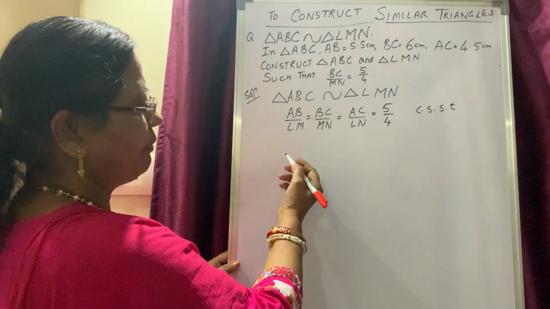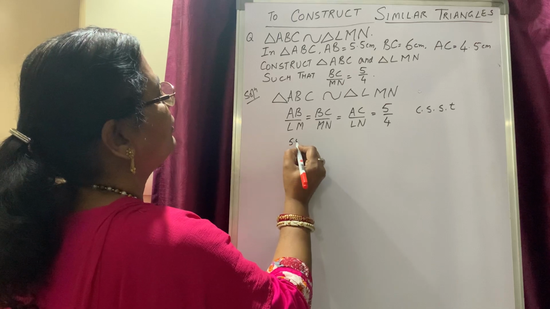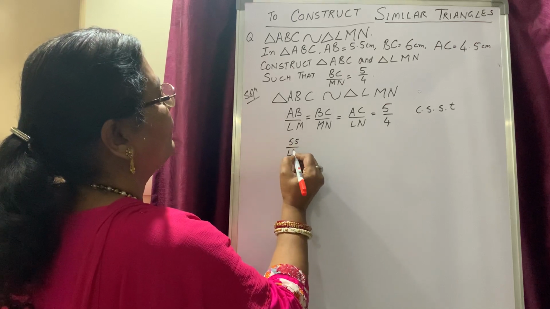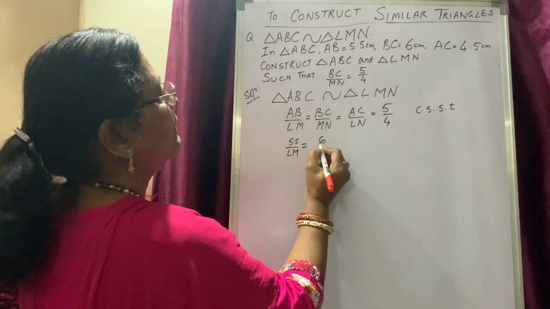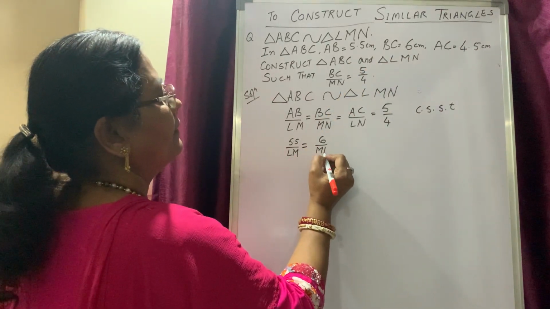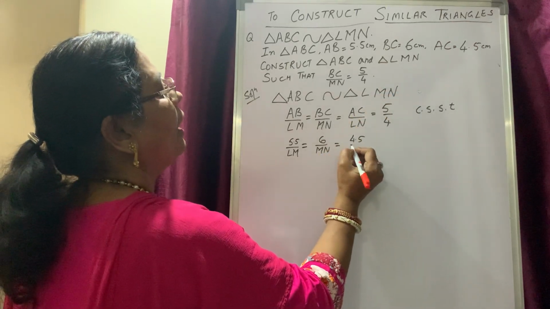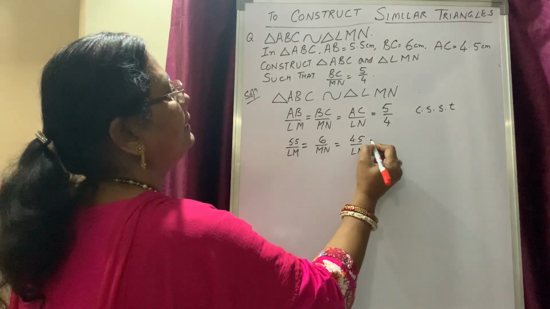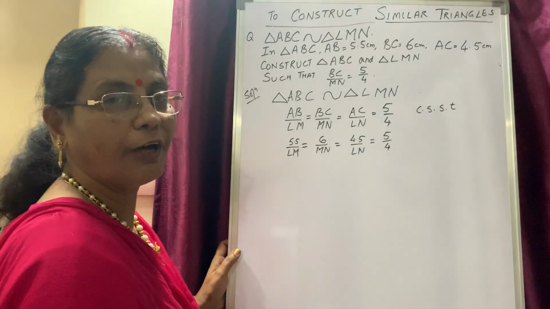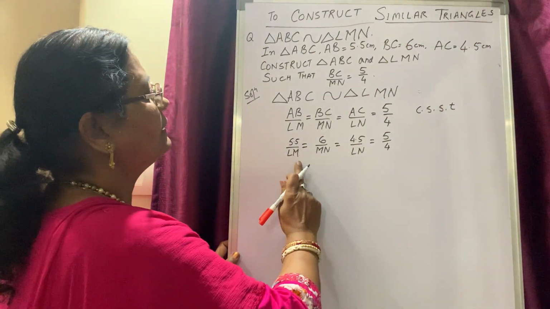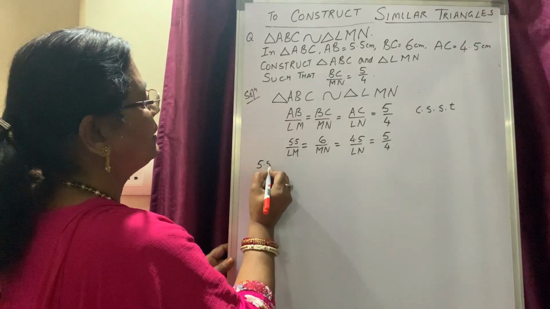Now we will substitute the values that are given. AB is given as 5.5. So I will write 5.5 upon LM is equal to BC. BC is 6, so 6 upon MN is equal to AC. AC is 4.5 upon LN. And each ratio is equal to 5 upon 4. Now because each ratio is equal to 5 upon 4, we will write each ratio.